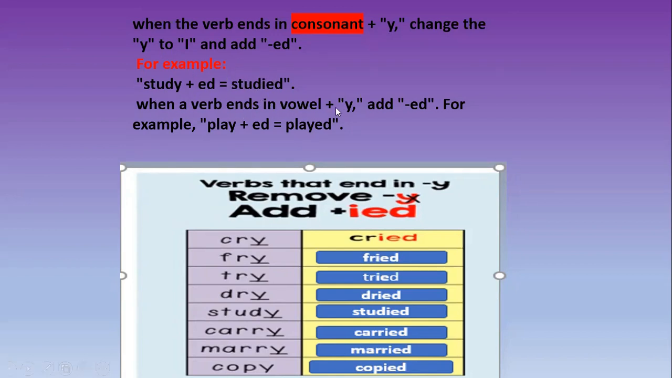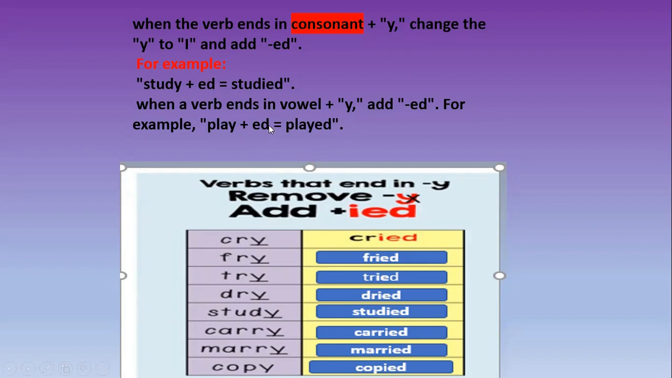When a verb ends in a vowel plus Y, we add ED and we leave the Y as it is. We don't change the Y into I if the verb ends in a vowel, then Y. For example, play. A is a vowel, so we leave the Y as it is. We don't change the Y into I, so it becomes played.